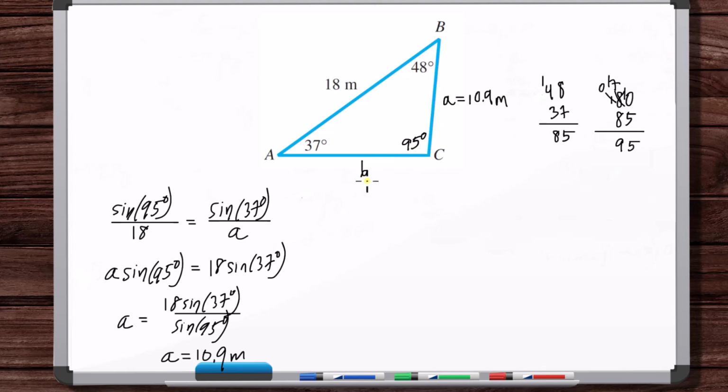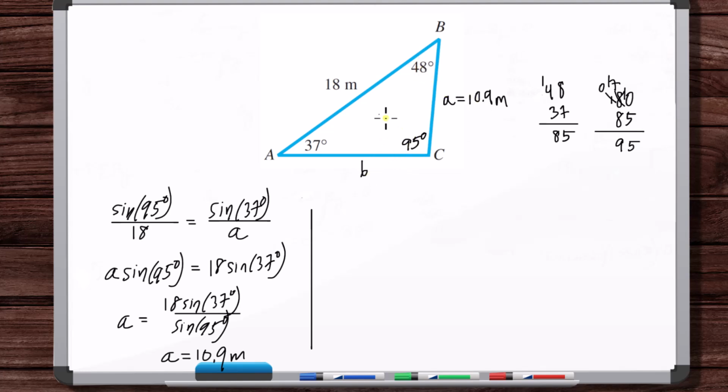Okay, now side length B. Technically we could do sine of 37 over 10.9 is equal to sine of 48 over b. But one good practice you can think about, you don't have to do this, but it's good practice. The textbook mentioned this: when at all possible, if you have a choice, then for intermediate calculations, use what's given. So you see, we could do sine of 37 over 10.9 is equal to sine of 48 over b and solve for b.